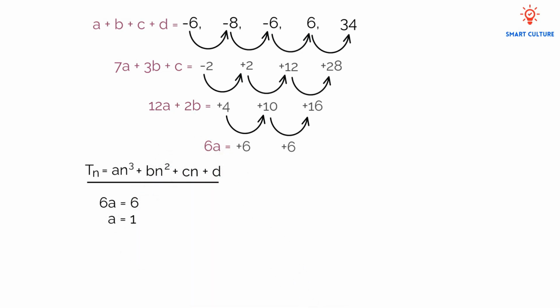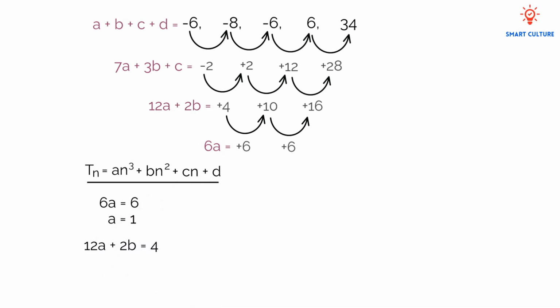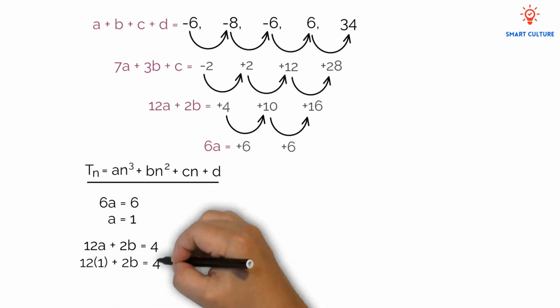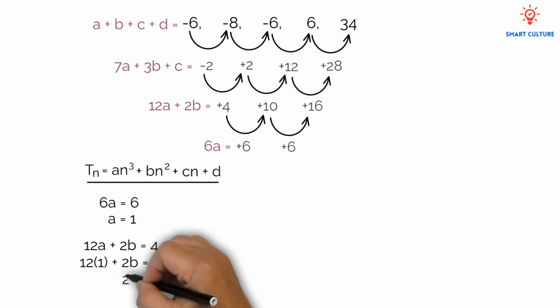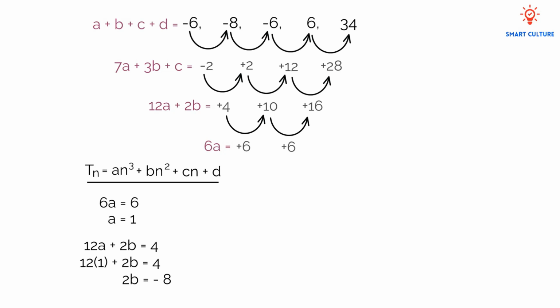Next, we want to solve for b. 12a plus 2b is equal to 4. We know that a has a value of 1, so we'll sub in the value for a, which is 1. 12 times 1 plus 2b is equal to 4. Now we'll take the +12 over to the other side because ultimately we want to get b alone. So then we have 2b is equal to 4 minus 12, and that equals -8. Divided by 2 is equal to -4. So b is equal to -4.